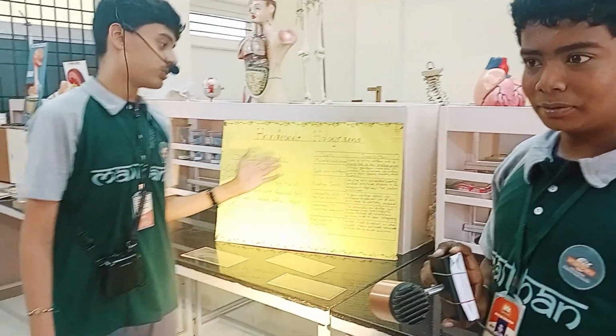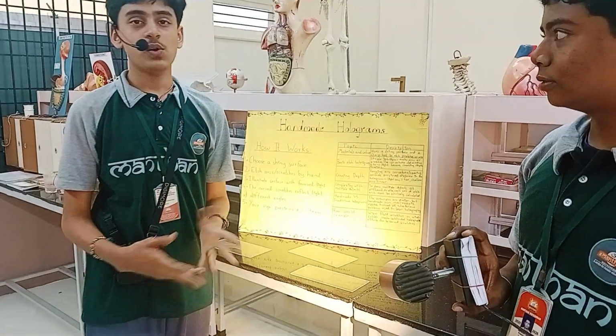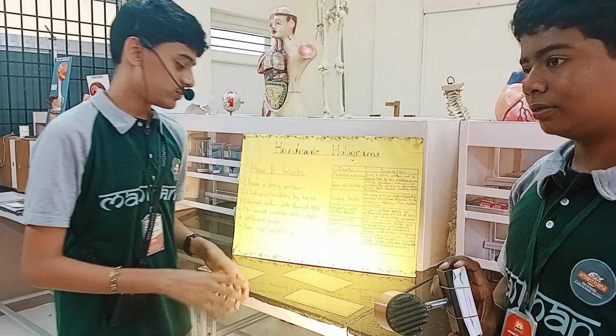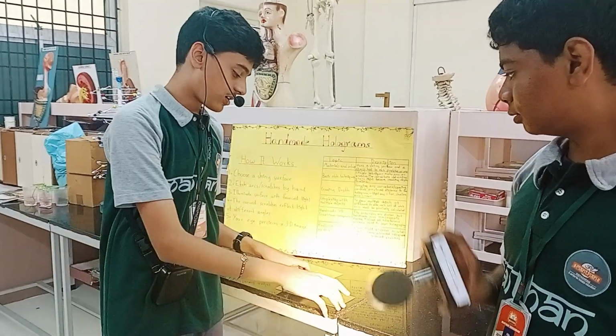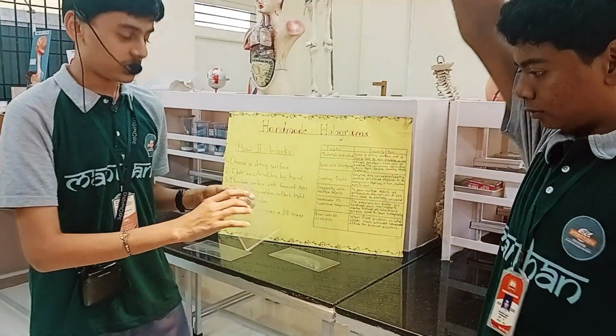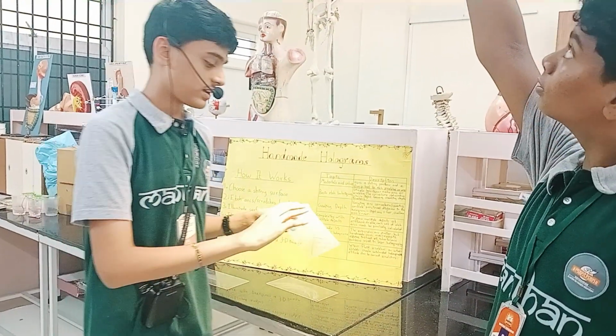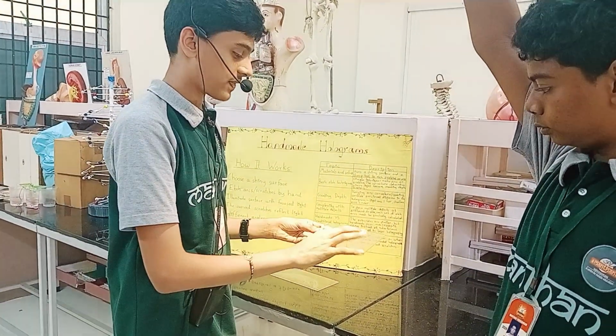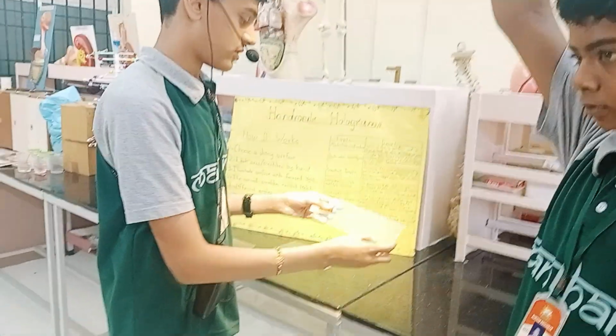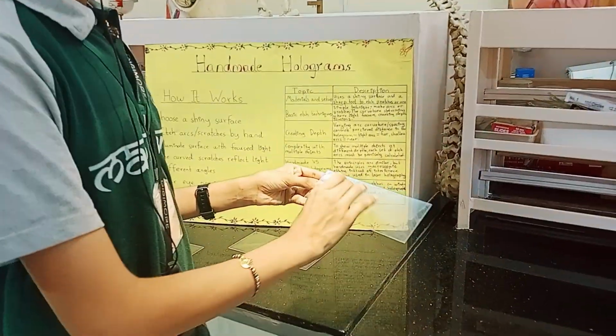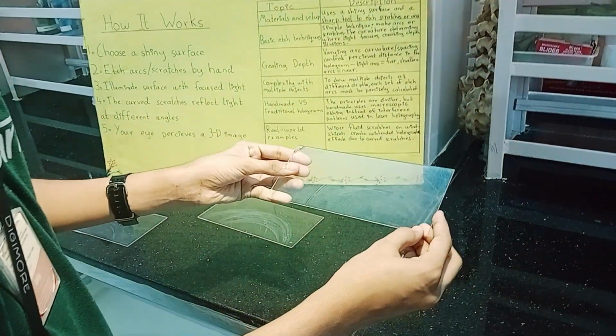This is our physics project, handmade holograms. So how do handmade holograms work? By using a divider and scratching arcs on acrylic glass at a particular depth, we can form holograms. When a beam of concentrated light hits the surface of the glass and the arcs, a hologram will be formed. By scratching the arcs in different positions, you'll be able to form different holograms.